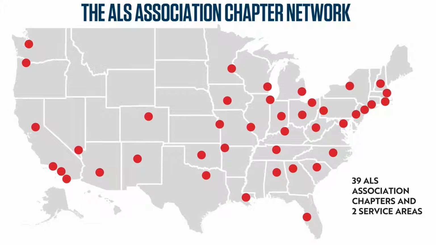The ALS Association is proud to provide programs and support to people living with ALS across the United States. Through our extensive network of chapters, we serve people living with ALS in every state, reaching over 20,000 people every year and partnering with over 180 ALS clinics and providers.